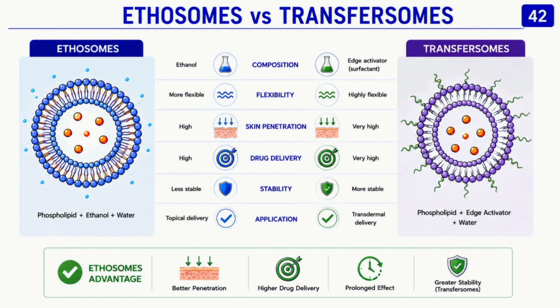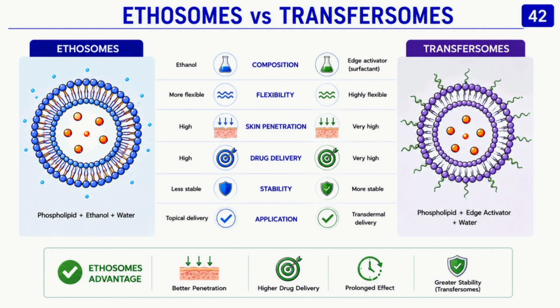So the transfersomes are another important ultra-deformable vesicle system. Transfersomes typically contain phospholipids and an edge activator, such as suitable surfactants. The edge activator mainly increases the membrane flexibility. The ethosomes instead rely on ethanol-mediated modifications of the vesicle and the skin.